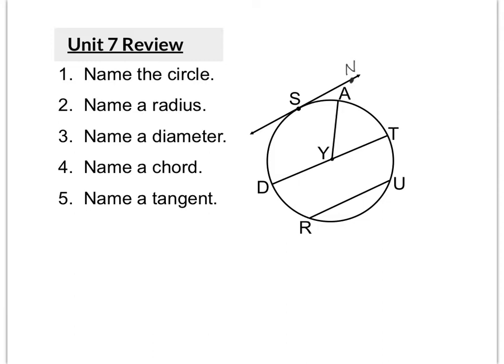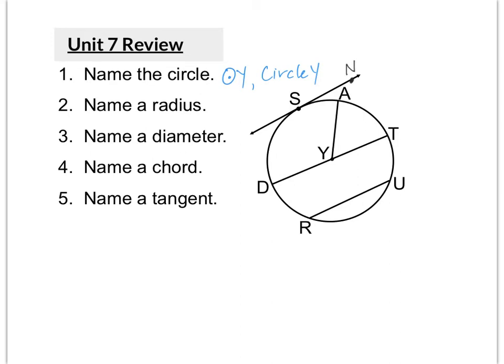Okay, so to name a circle, generally what you want to do is use the symbol, so it's circle and then the center letter, which is Y. Now one other way that you might see this written is you might see someone write out the word circle Y, and technically that's okay as well.